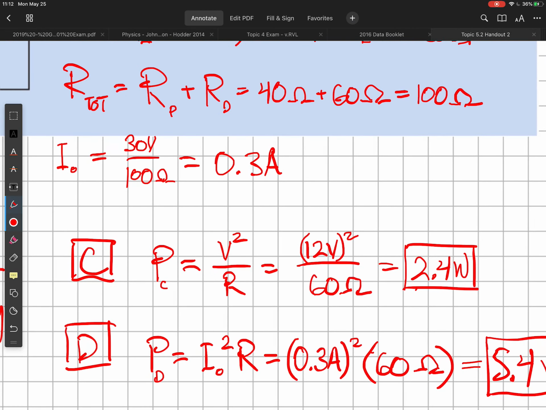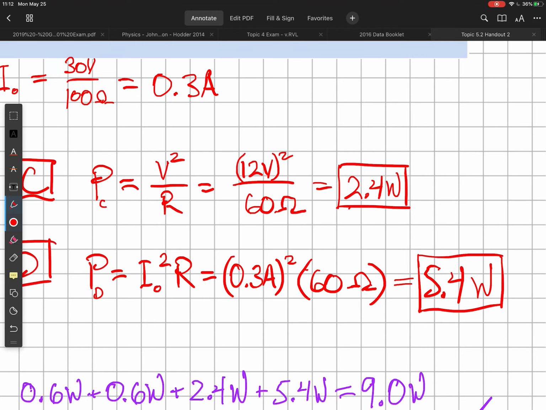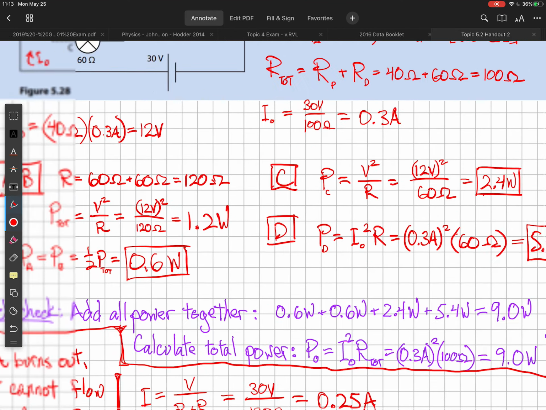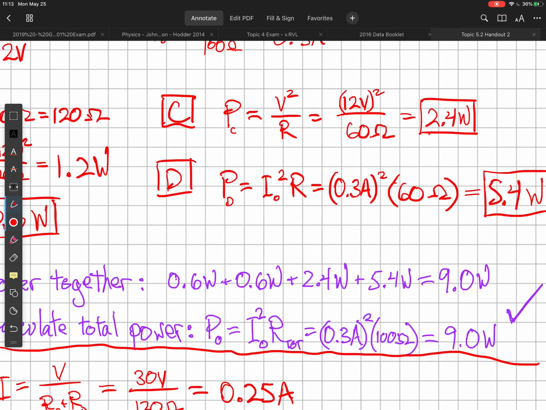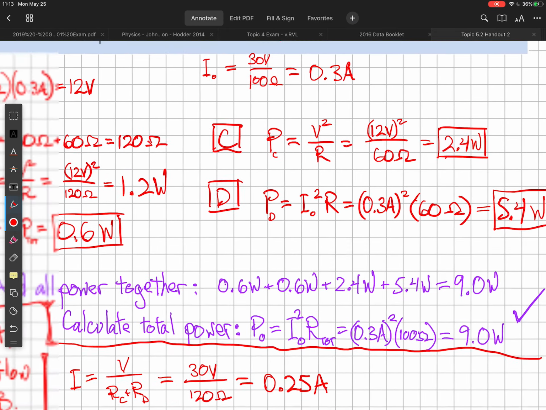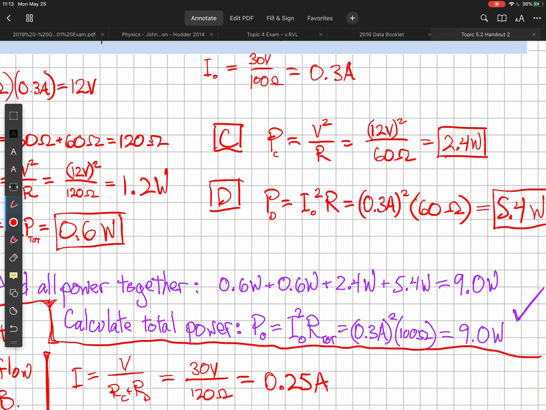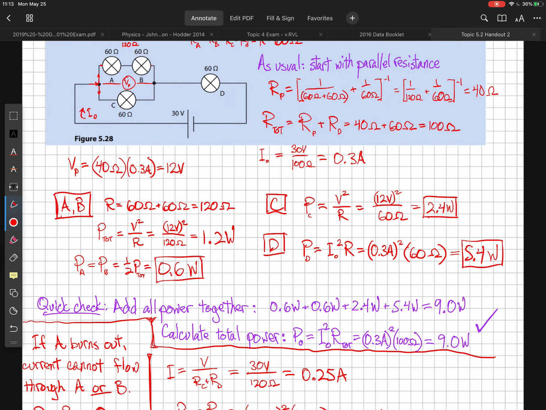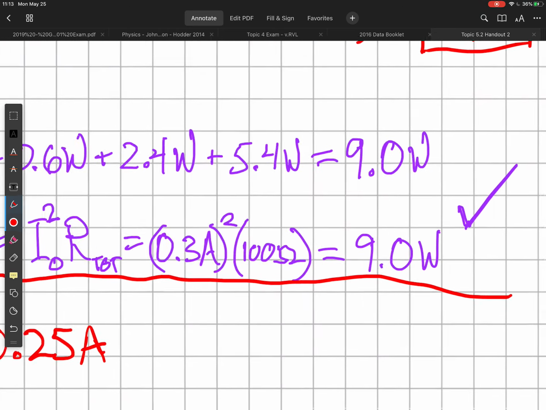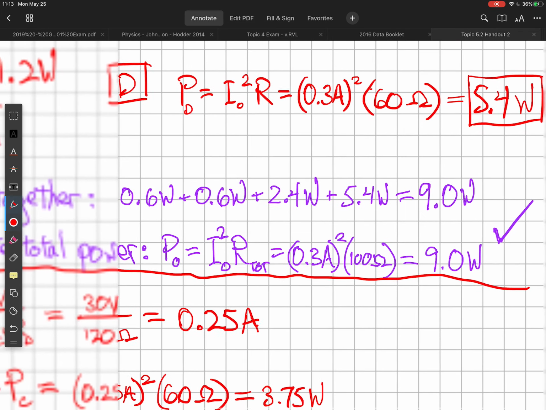Okay, and for resistor D, here I'm just going to use the current. So the power through D is going to equal the current squared times resistance, and that will be 5.4 watts. Okay, note that I've done a quick check here, and I really recommend that you do this because it's just a good way to make sure that you're making the right moves. If you add up all the power in the circuit, it should be equal to the power coming out of the battery, which I've calculated right here. Okay.